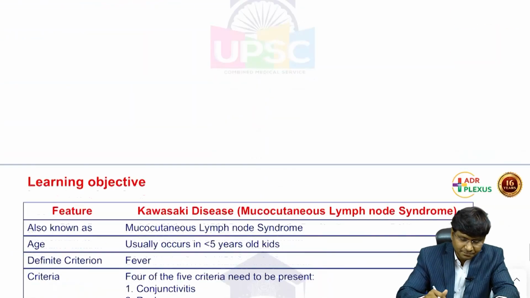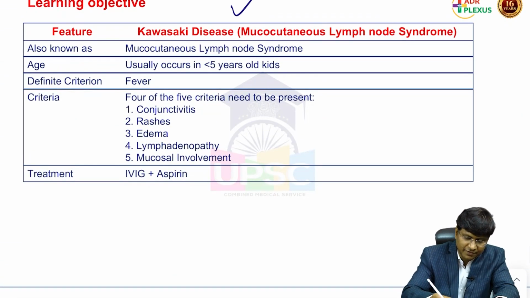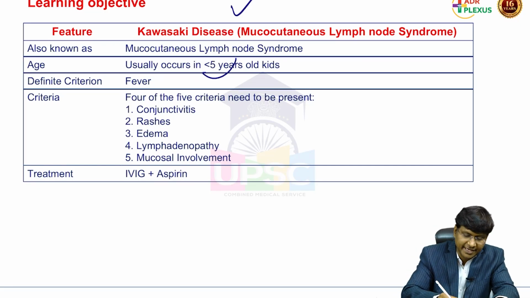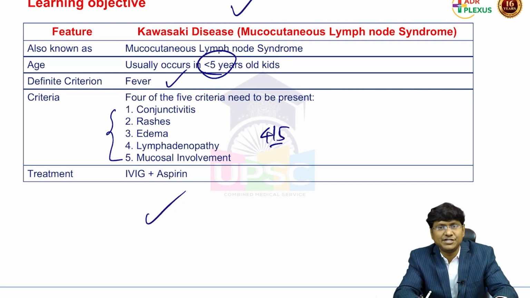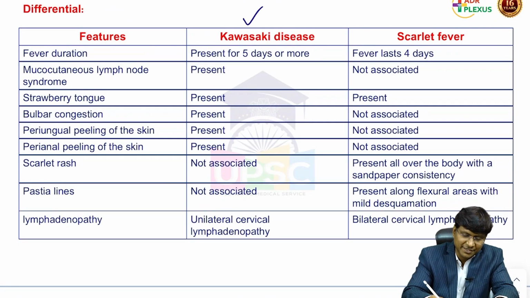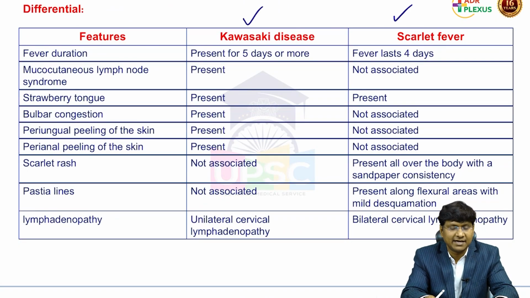So this is an important table of Kawasaki, which is also called mucocutaneous lymph node syndrome. The common age of presentation is less than 5 years, and they'll have fever, right? Along with fever, they have 5 important manifestations. 4 out of 5 should be positive, and the drug of choice is IVIG, and along with that you need to give aspirin. And these are the important differences between Kawasaki and the scarlet fever.